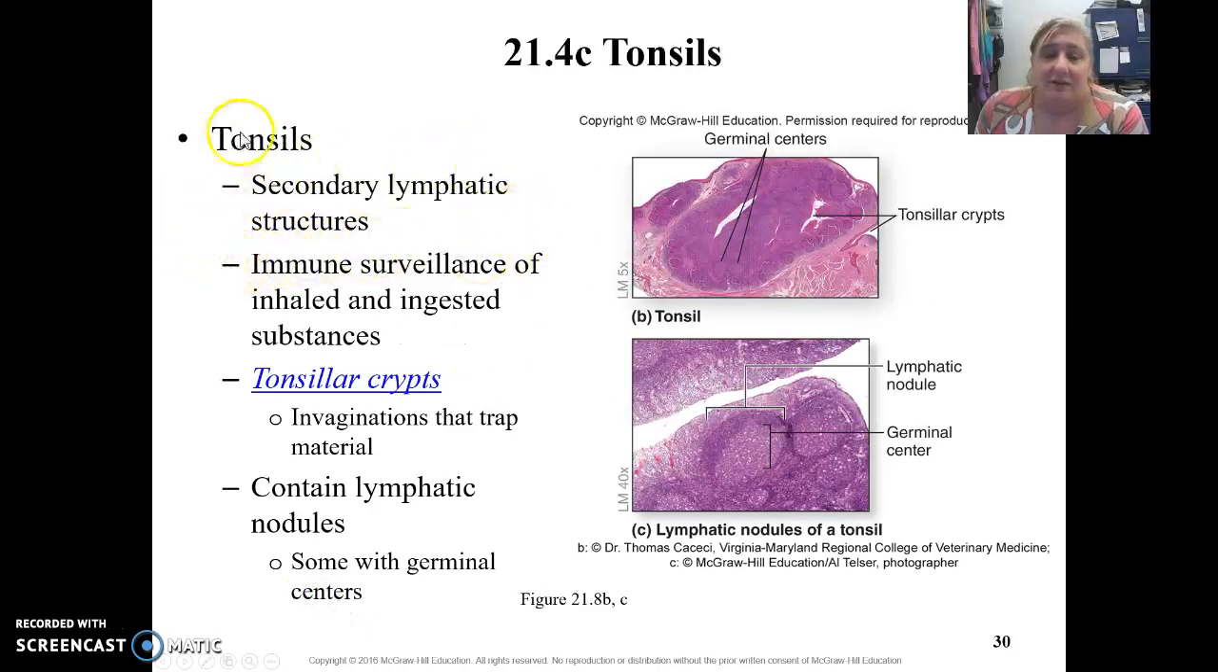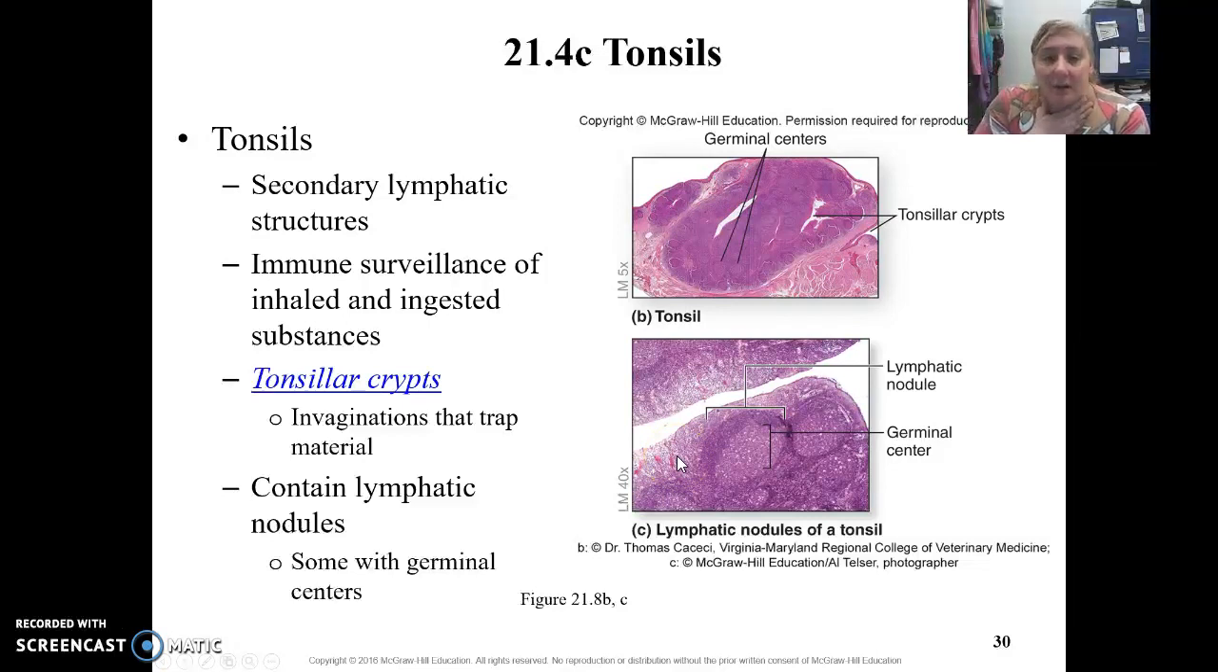The next structures are going to be the lymphatic nodules. These are not complete organs, but they are still important because they still have areas where we have B and T lymphocytes. So you can see them right here. Here's an area where we would have B and T lymphocytes residing, and they're going to attack any potential pathogens.